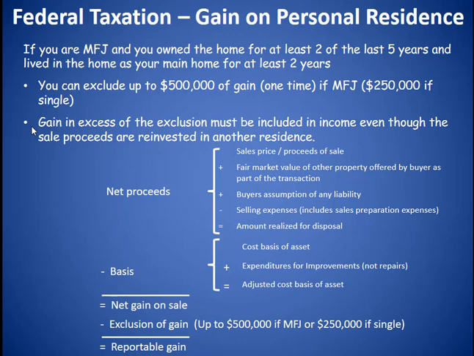And again, if you take a look at how you compute the gain, it's basically our net proceeds minus the basis, in this case the house, equals a net gain on the sale. That's subject to the exclusion of the gain up to $500,000 for married filing jointly, or $250,000 if you're single. If you have something in excess of that, that's a reportable gain that you're going to have to pay taxes on. And again, I've included the various items that would be included in net proceeds and the various items that would be included in the cost.